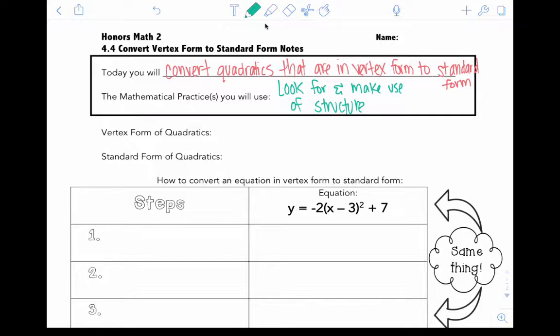For section 4.4, you're going to convert quadratics that are in vertex form to standard form. When you do this, all you're doing is using structure. So we're going to look for and make use of structure today. All you're going to do is use the original vertex form equation and move our numbers around. We're going to go through the same steps. Because these are very structured equations, we can go through the exact same steps every time. And then we will end up with the same equation, but written in standard form.